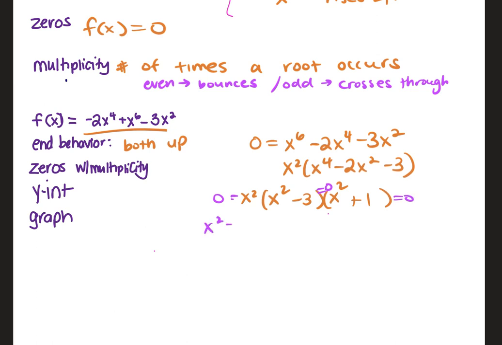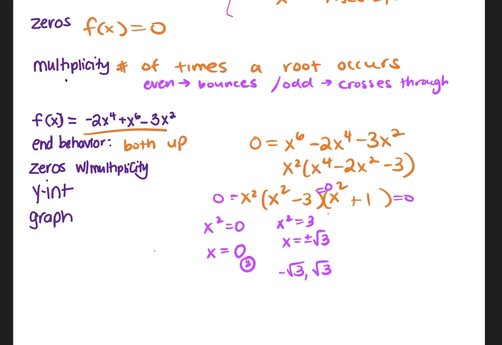I get x squared equals 0, so there is a root at 0, but what's the multiplicity of it? 2, because that x is squared. I get x squared equals 3, so x equals plus and minus the square root of 3. That means negative root 3 occurs once, and positive root 3 occurs once. Do not write plus and minus and put a multiplicity of 2. That's not how it works, as long as the multiplicity is not other than 1.